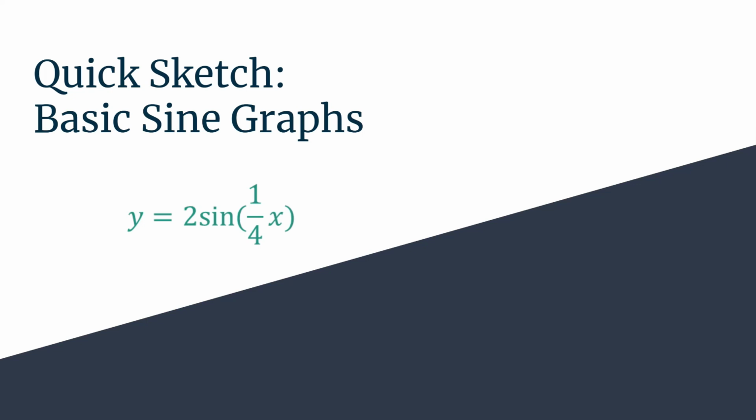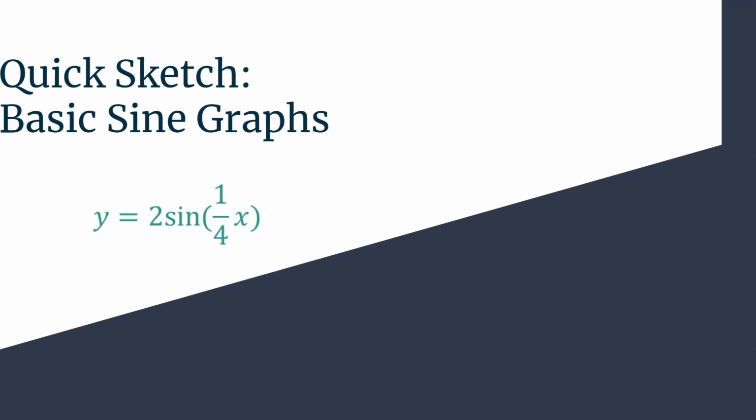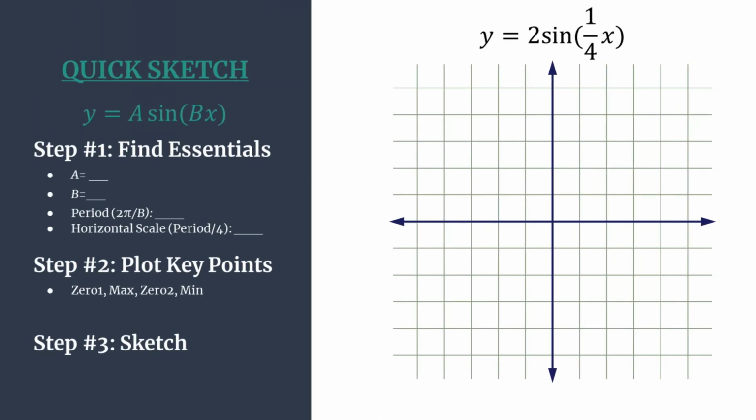Here's a quick way to sketch the basic sine graph y equals 2 sine of 1/4 x. As a reference, we have the general form of a sine equation and then 3 steps to follow. So jumping right into step 1, we first are going to identify our value a.